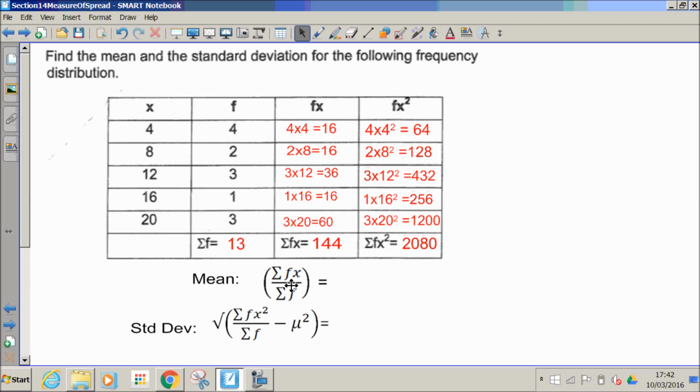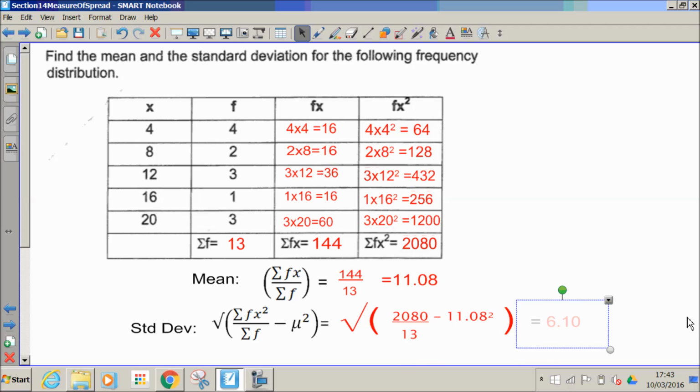So first we calculate the mean, sigma fx 144 over sigma f 13, which gives us 11.08. Down here on the standard deviation formula, sigma fx squared is 2080, sigma f is 13, and mu, the mean, will be 11.08, which gives us this expression, which we then evaluate, giving us our final result.